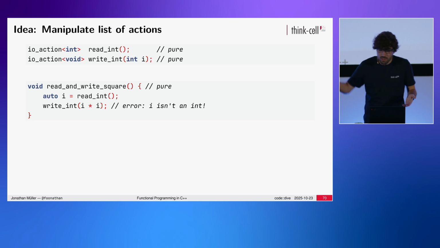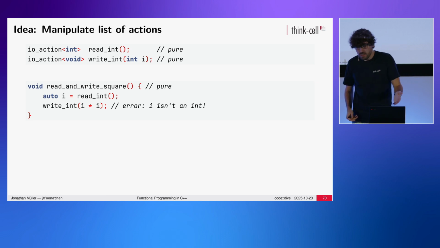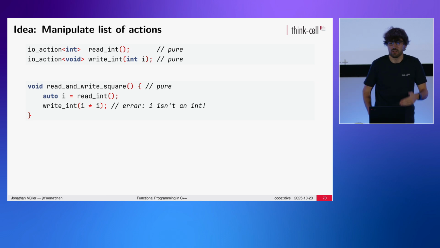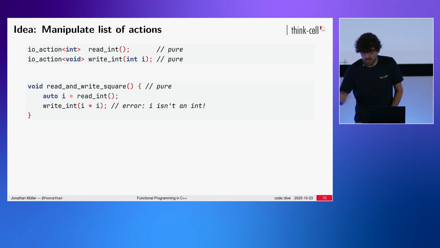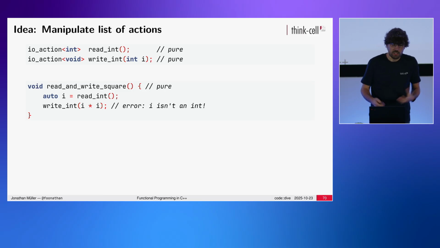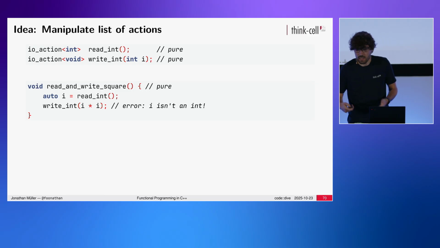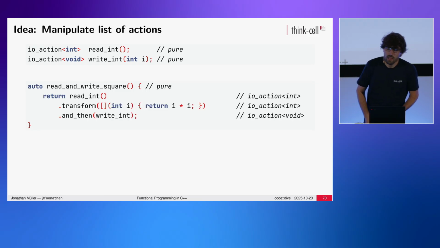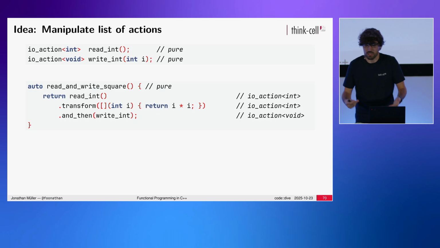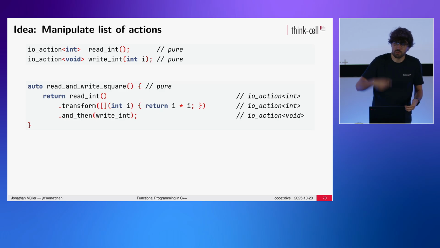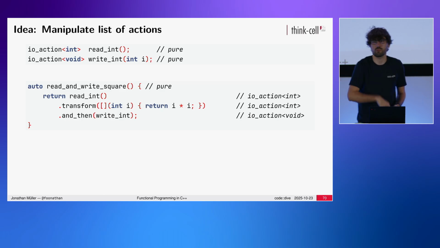Okay, but how do you then write this function? Because when you call readInt, you don't get an int, you get an action of reading an int. Right? And then you can't multiply that. Well, what you can imagine is giving this function a transform, right? So you call readInt and you transform it. So you give it a function that will get the int and return a new int, but the result is an action that will read an int and square it and give you the squared int.